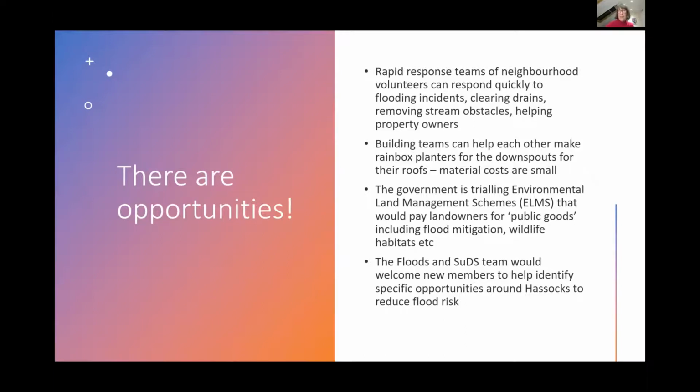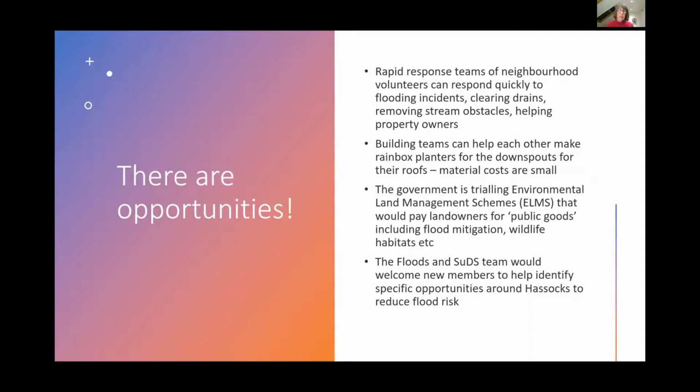On a bigger scale, the government is currently trialing environmental land management schemes, ELMs, and these would pay landowners for public goods on their land, including flood mitigation and creating wildlife habitats and so on. It's not going to come in until 2024, and we don't yet know exactly how it's going to work, but it's potentially something that would mean that farmers who've got a waterlogged area in a field that isn't much use for anything else might actually get some funding to create a seasonal pond there that would help take some of the water from a stream and stop it from reaching the village.